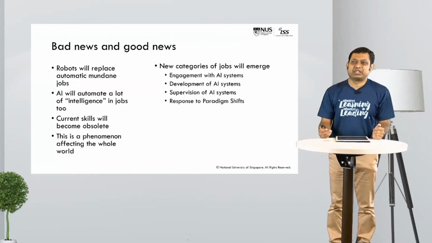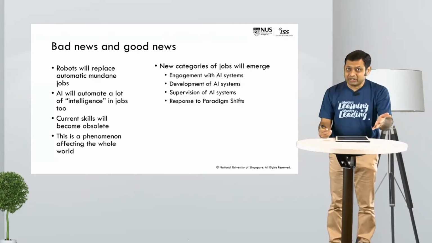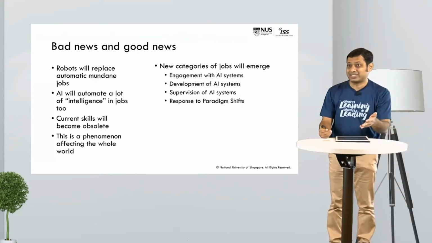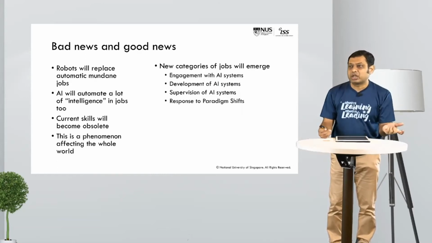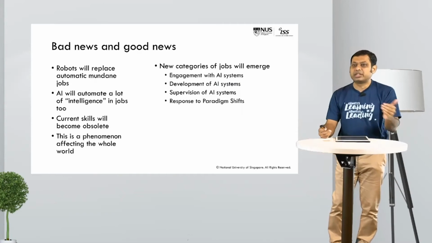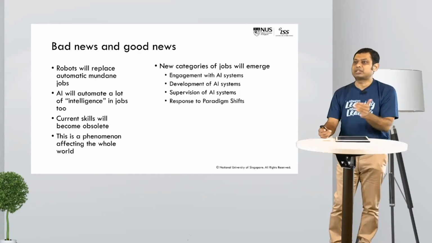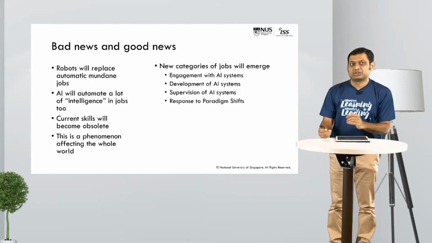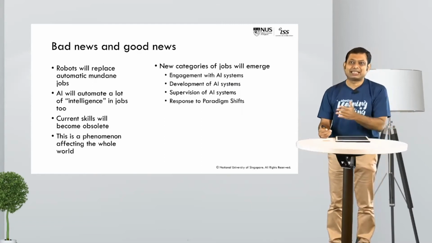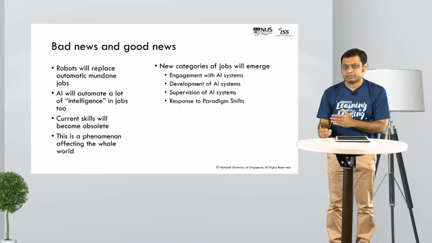Somebody has to engage with the AI systems. Somebody has to develop those systems. Somebody has to supervise them. And you're going to have newer business models. So if you've got newer business models, then somebody has to think through what's the business model, what's the business problem, how do you organize the business? So you need to figure out how to exactly build this team.